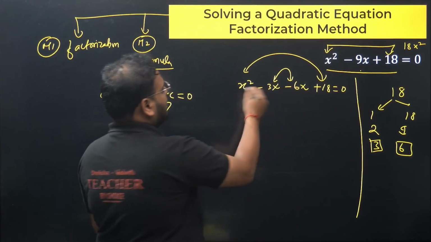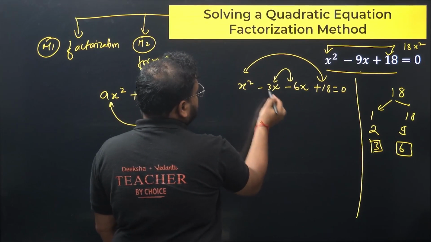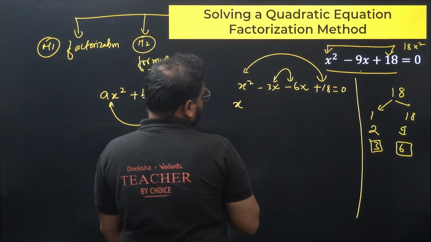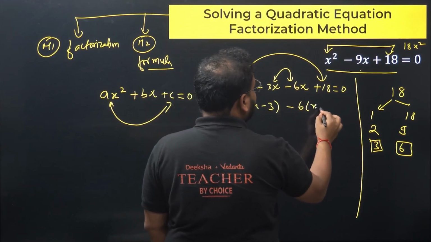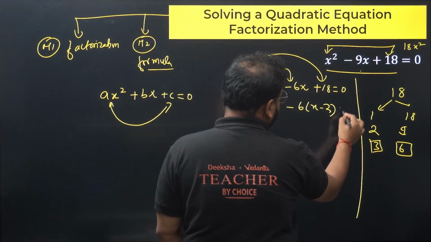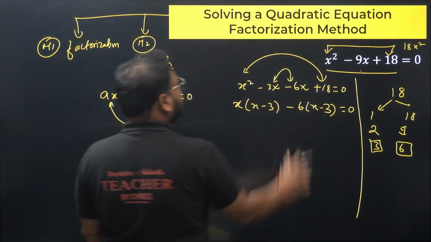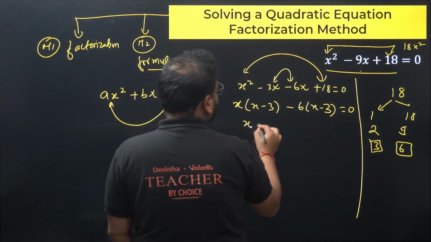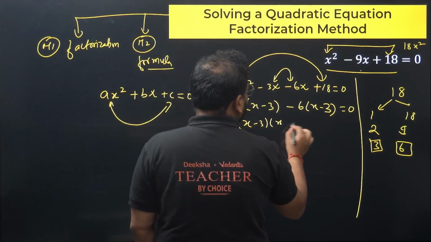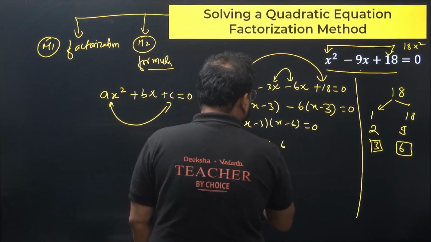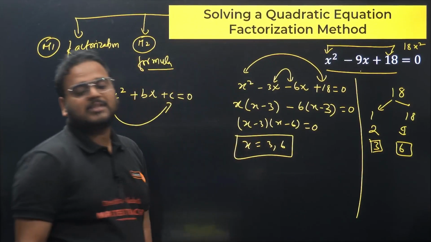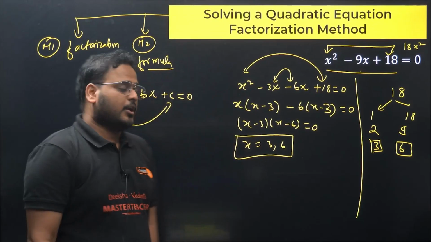Have a look. Now simple is taking combination of first two and last two terms. What is common here? x is common, x minus 3. Here minus 6 is common, x minus 3 again. Now in these two terms I have x minus 3 common. So I get x minus 3 and x minus 6 equals 0. My value of x is nothing but 3 and 6. These two values are called roots of the quadratic equation.